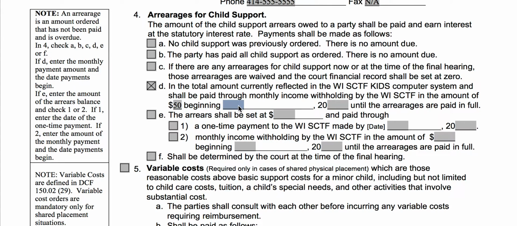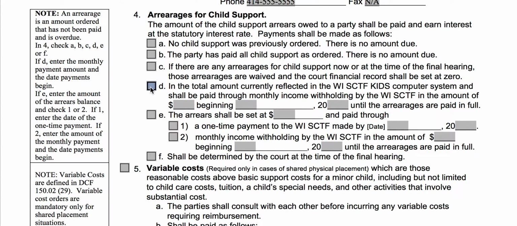And then beginning, you put a date when you want that payment to begin. Again, we often put the first of the next month, but you can put any date that you agree to if you are working together, or if you are going forward contested, any date that you want to propose. So that would be doing it that way.